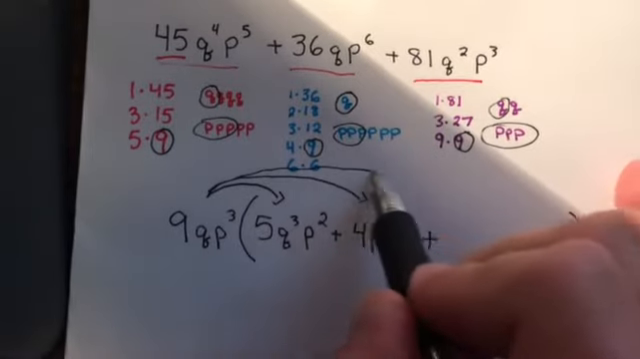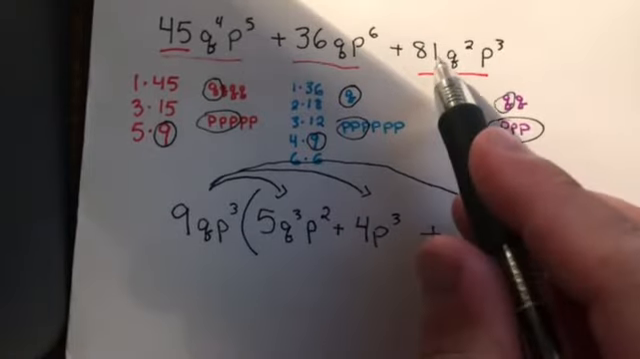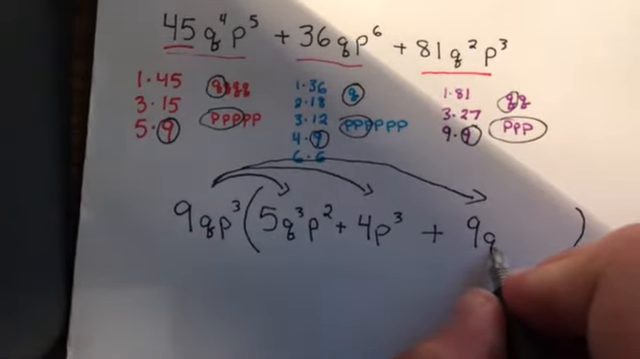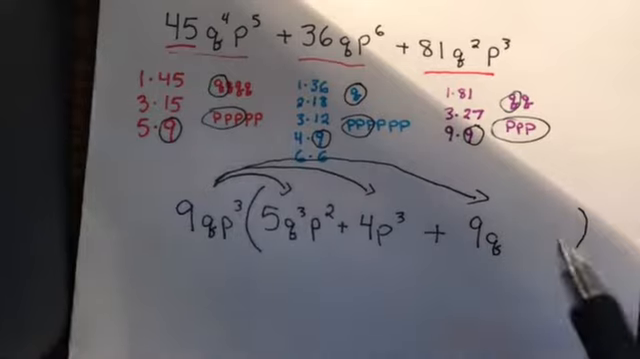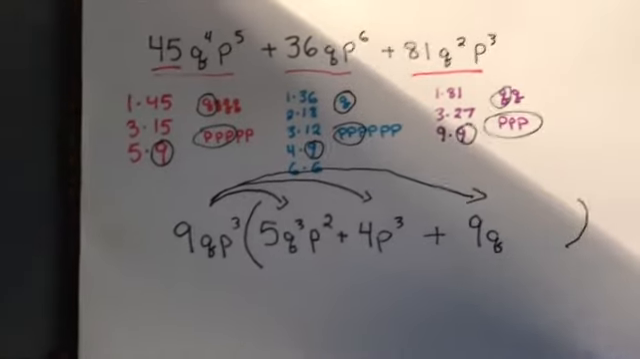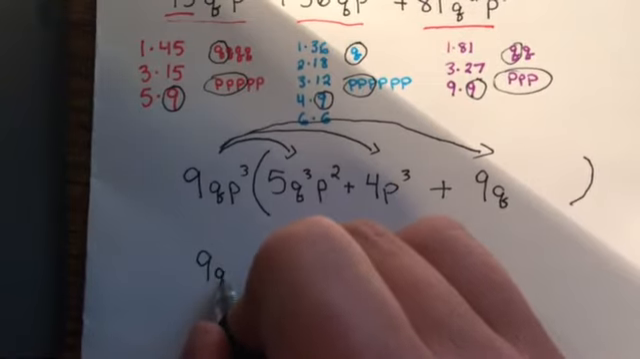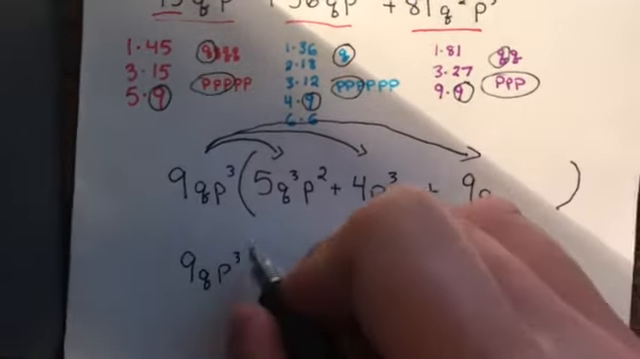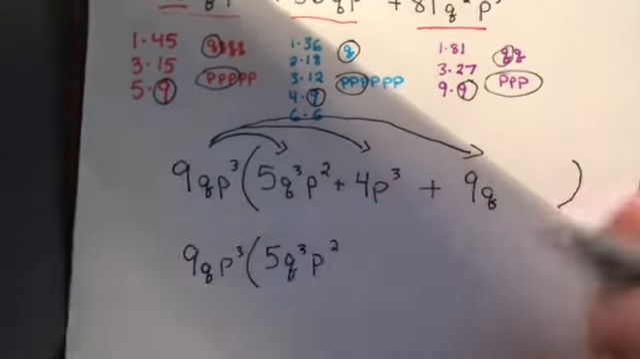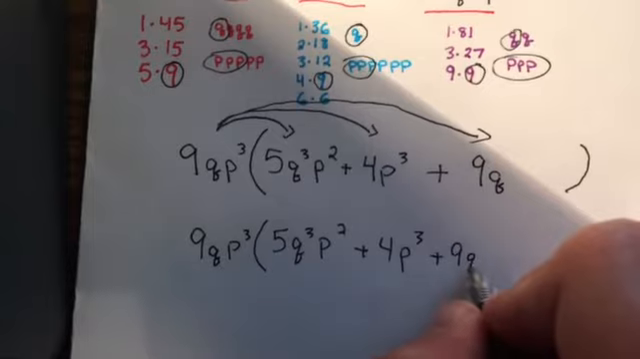9 times something is 81. 9 times 9 is 81. Q times something is q squared, so that's just q. Q times q is q squared. P to the third times something, I just need p to the third, so I'm done. So once I factor out my greatest common factor, this whole thing is my answer. We factored out a greatest common factor, 9q, p to the third. And what we have left is 5q to the third, p squared, plus 4p to the third, plus 9q.